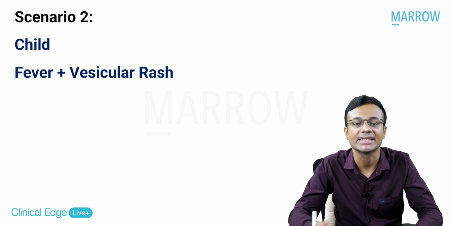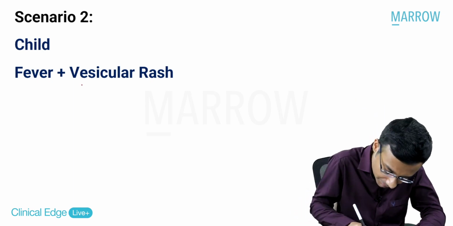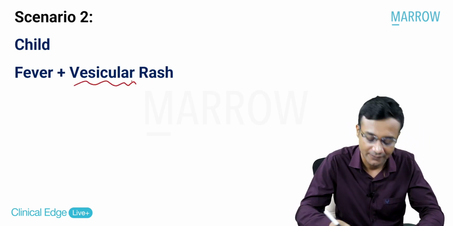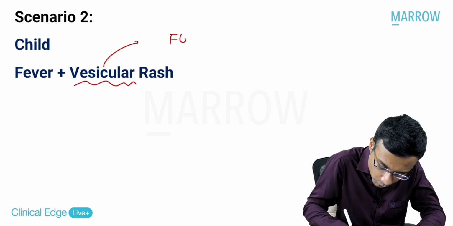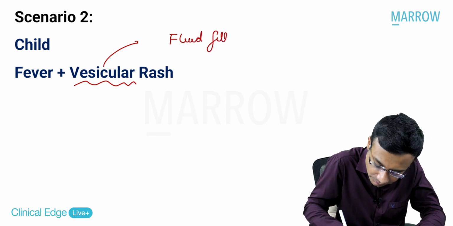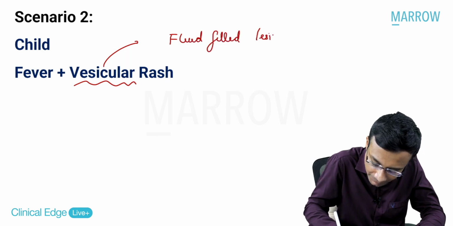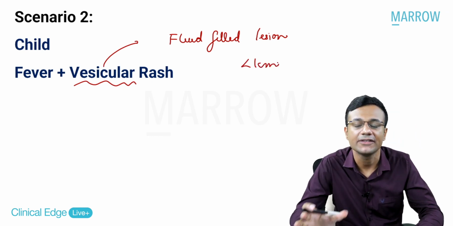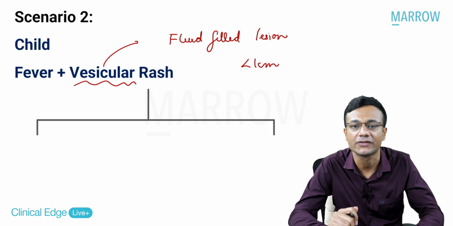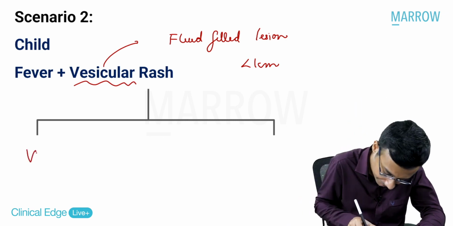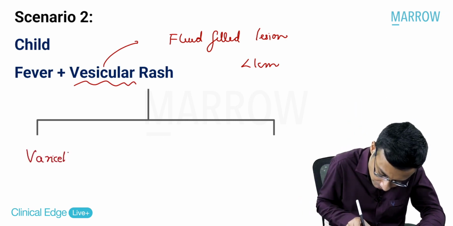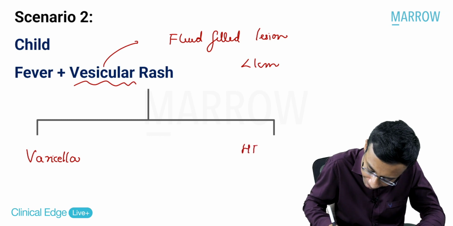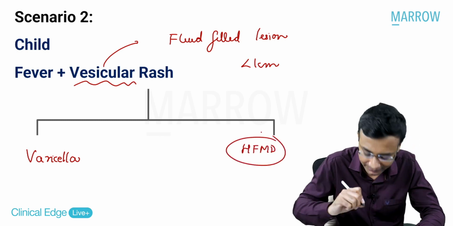Question is saying in the exam, child, fever with a vesicular rash. So please remember the word vesicle. Vesicle is a fluid filled lesion which is measuring less than 1 centimeter. So child fever, vesicular rash, two important differential diagnoses in the exam. Number one, varicella. Number two, hand, foot, mouth disease, HFMD.